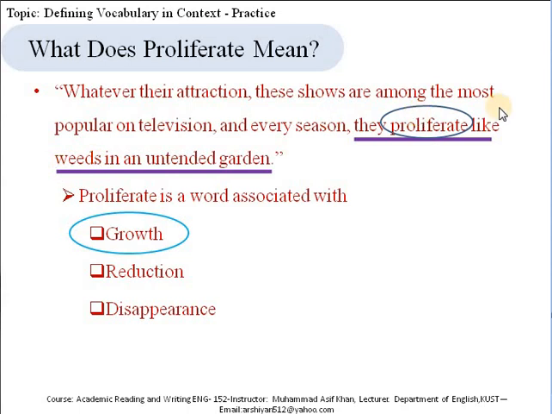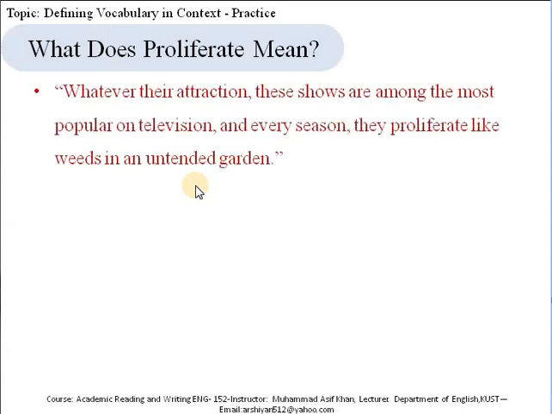It also tells us that they proliferate like weeds in an untended garden. Just imagine a neglected garden, one that has been left to its own devices and is unattended. Weeds will begin to grow in every part, in every nook and cranny of that garden. In fact, they will quickly take over and cause harm or damage to other plants. So the phrase weeds in an untended garden is quite descriptive, and as such it serves as a wonderful clue to us to find the meaning of the word proliferate.